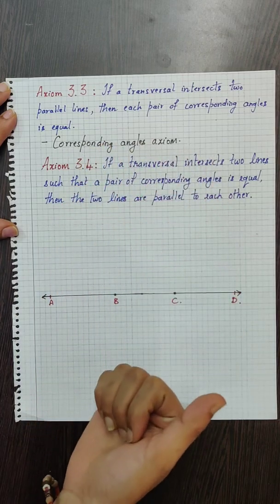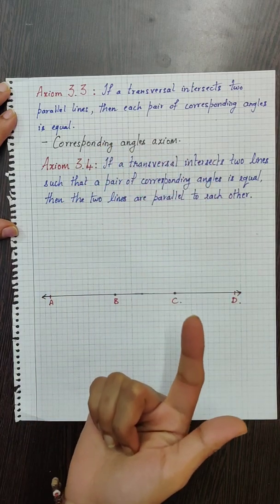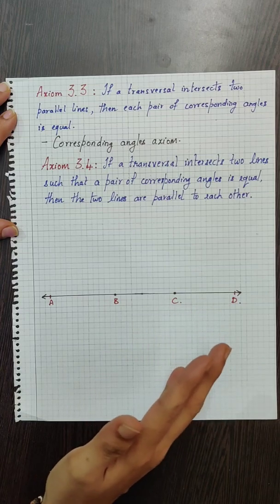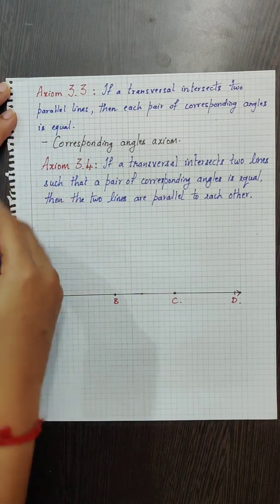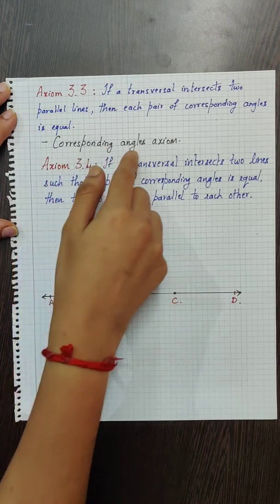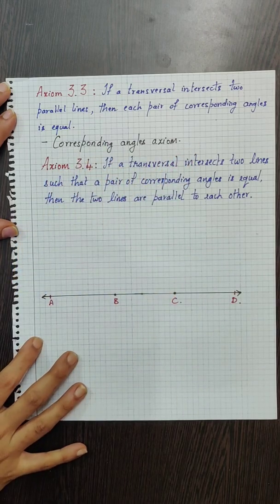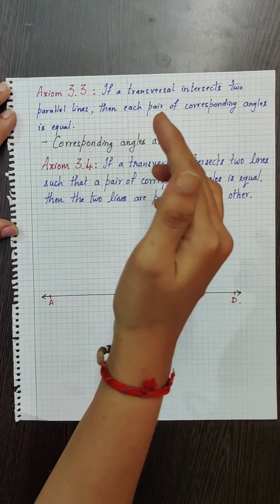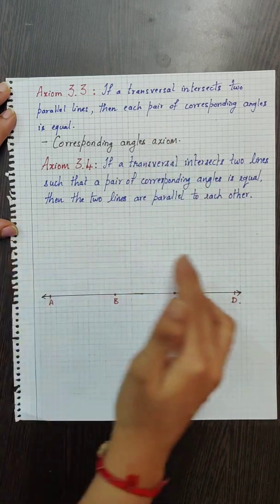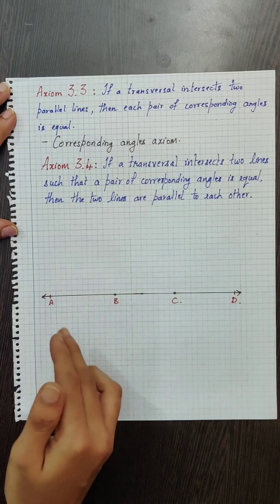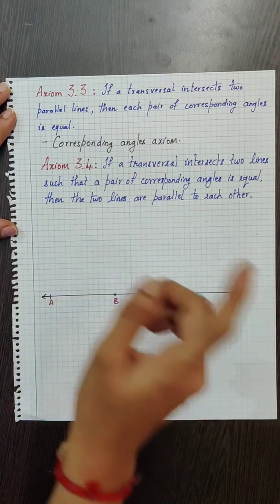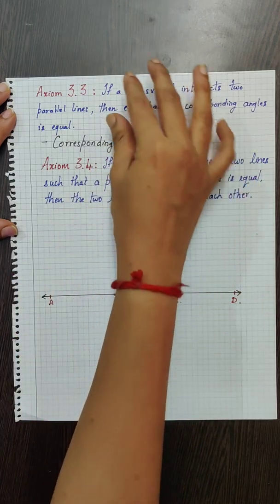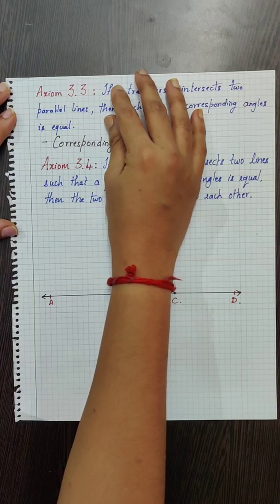We had axiom 3.2 and 3.1 as linear pair axioms. So these two axioms can be referred to as the corresponding angles axiom. In the previous video, we saw that when a transversal intersects two parallel lines, the corresponding angles are equal, and hence we arrived at axiom 3.3.